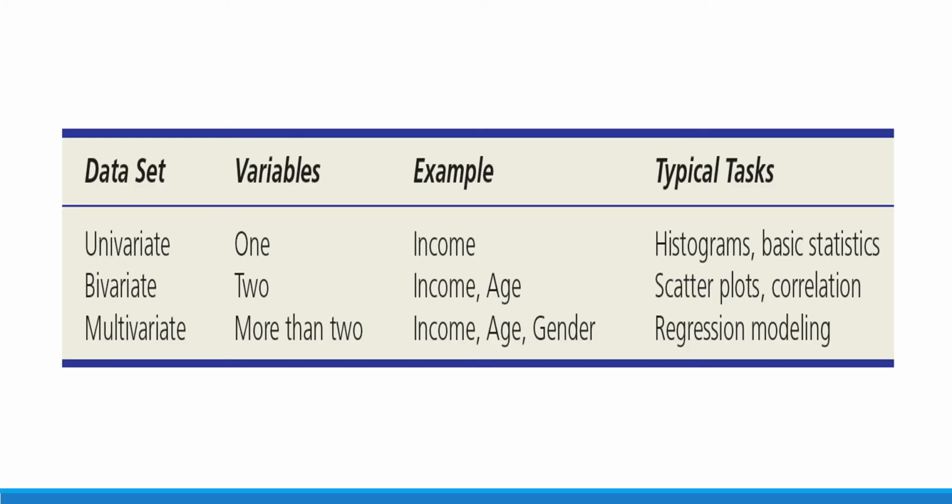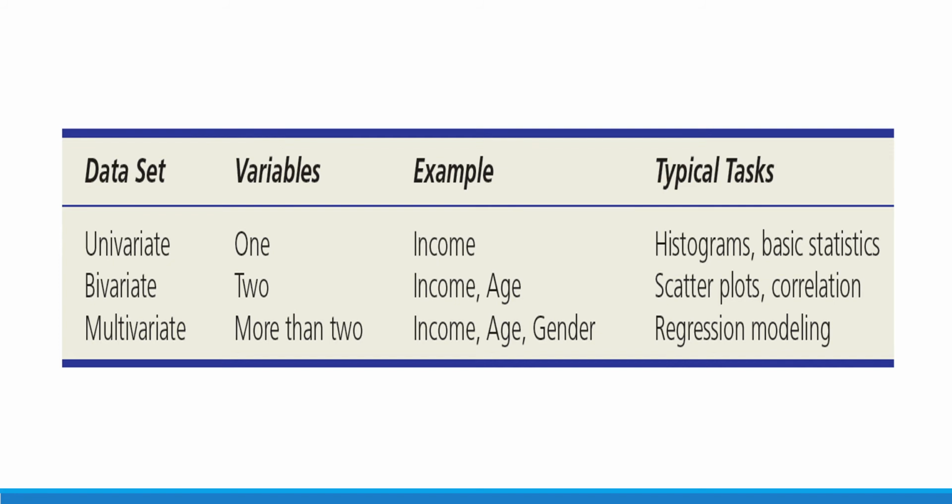So the data set can be described by the number of variables it contains. We have a univariate data set. In this case, the data set contains only one variable, such as income. Of course, as it's only one variable, we can represent it with a very simple graph like a histogram, bar chart, column chart, or pie.